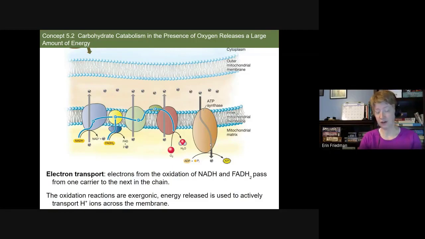It needs energy to do that, right? That bond between the second and the third phosphate groups is very high energy. Where does that energy come from? It's potential energy stored in this proton gradient.